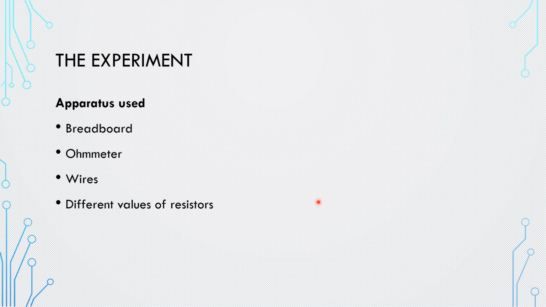So in our experiment today, it's a very simple experiment. We're going to use a breadboard, the workplace where we put our elements, an ohmmeter, which is the one that will measure the resistors, wires to connect our circuit and to connect it to the ohmmeter, and we're going to use different values of resistor.